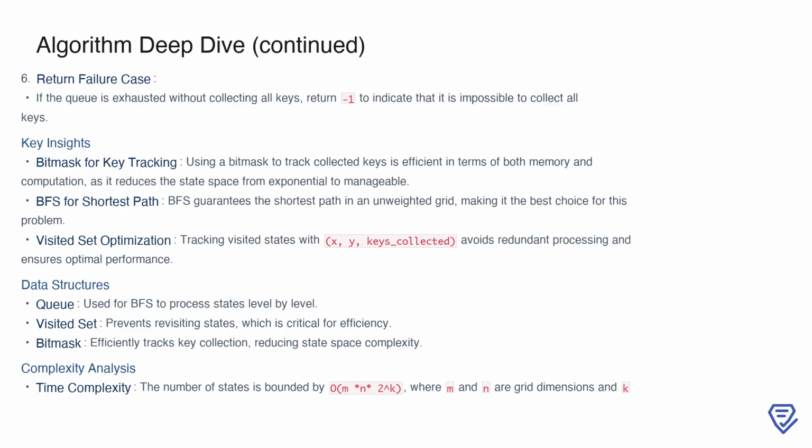The algorithm's efficiency is bolstered by several key insights. Using a bit mask to track collected keys is both memory efficient and computationally effective, as it significantly reduces the size of the state space. BFS is ideal for this problem because it guarantees the shortest path, and the use of a visited set eliminates redundant processing, ensuring optimal performance. Together, these elements make the solution robust and efficient.